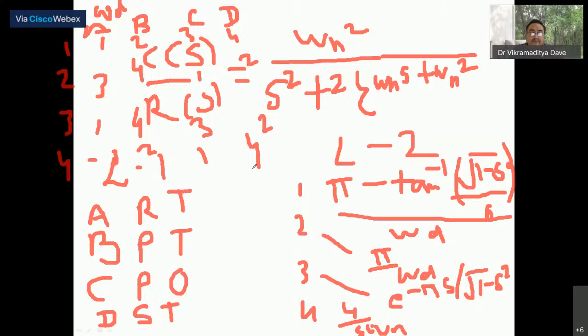You match the things. Okay, so the first is rise time. What is the formula for the rise time? Among these four, you have to match that. A matches with which number? 1, 2, 3, or 4.